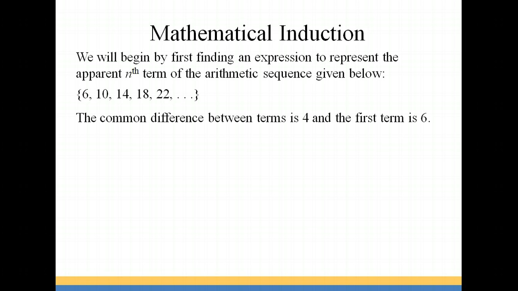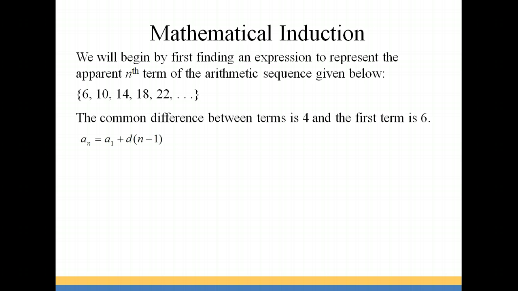So now what we're going to do is use the formula to represent the terms of the sequence, which is a subscript n equals a1, the first term of the sequence, plus d, the common difference, times n minus 1, where n represents the term of the sequence. So for the first term, n would be 1, the output is 6. For the 10, it's the second term, so n is 2. 14 is the third term, so n would be 3.